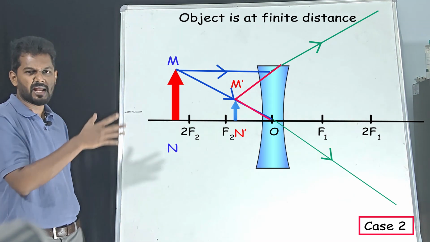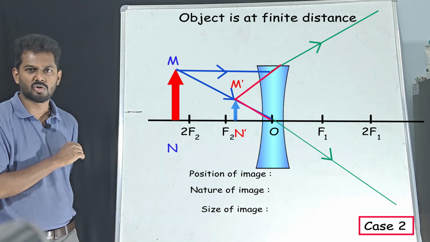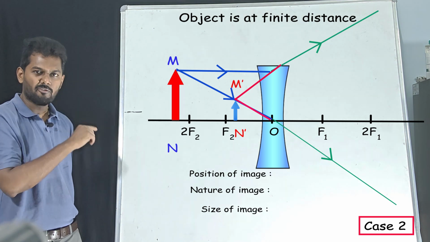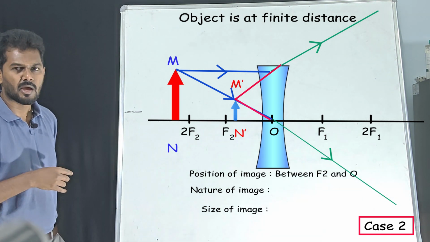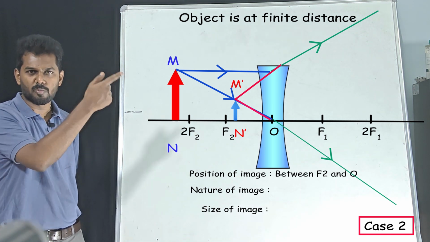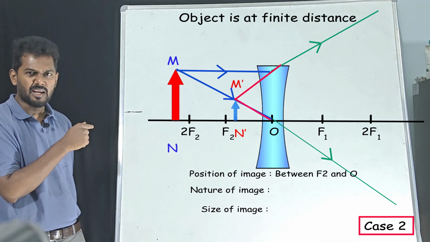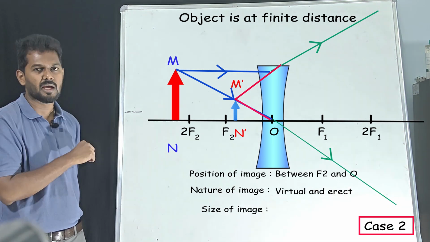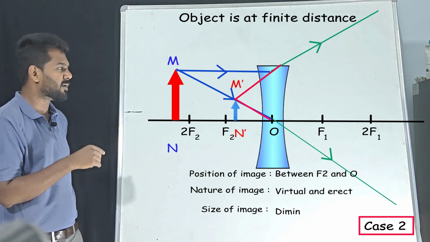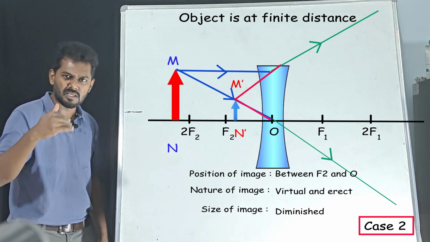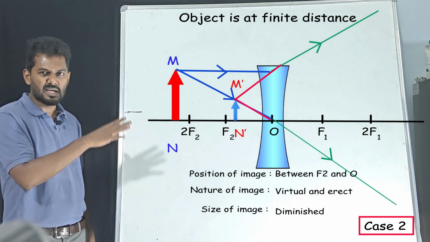So once you draw the ray diagram, these are the characteristics you should write. First one, position of the image. It is between f2 and optic center. Next, according to the diagram, what is the nature? No proper intersection, we made it intersect, right? So it is virtual and erect. Size diminished. Compare the object height and the image height. It is diminished, it is reduced. Correct. So these are the characteristics.